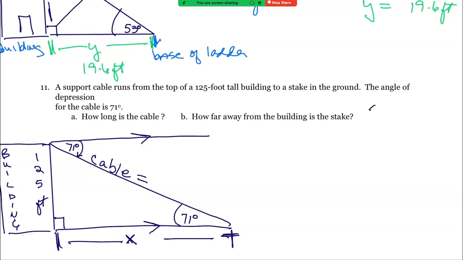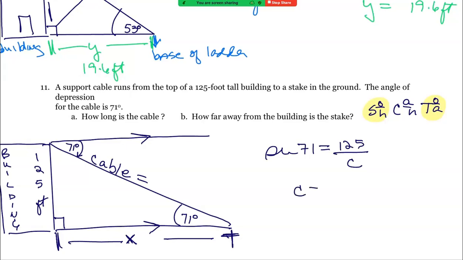Once again, I'm going to do my SOHCAHTOA. They gave me the opposite of the angle in question, and that's all they have. I have that 125. So that's opposite. So that's telling me that I can use sine and tan to solve for missing pieces. Let's get the cable first. So that's the sine of 71 equals opposite 125 over C for cable. Do your cross products, and you should get that your cable is 132.2 feet.